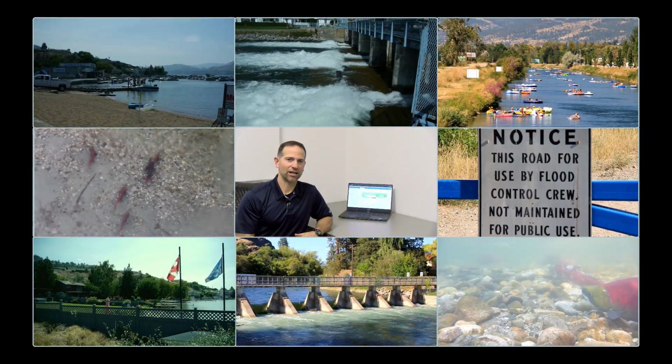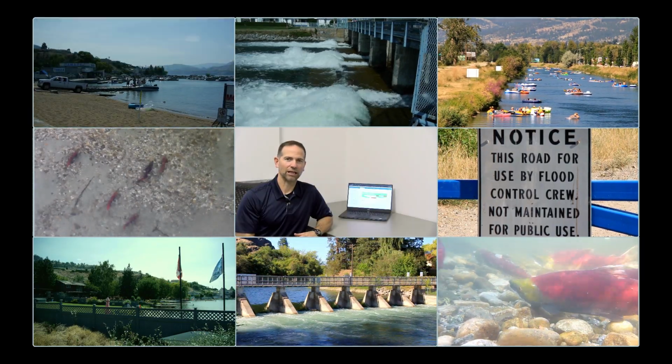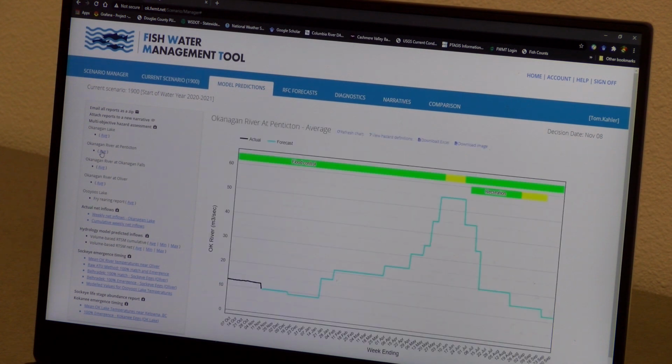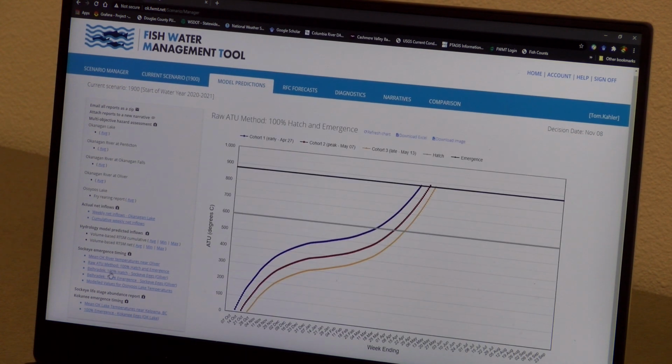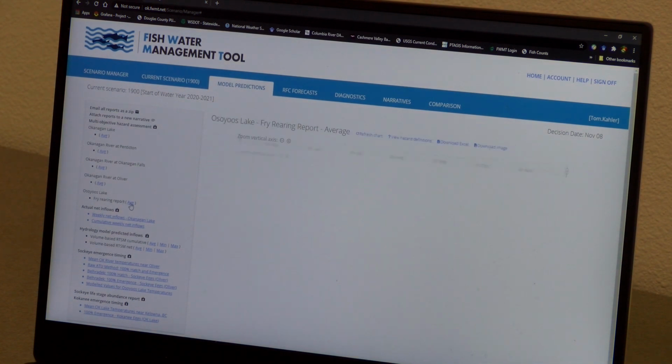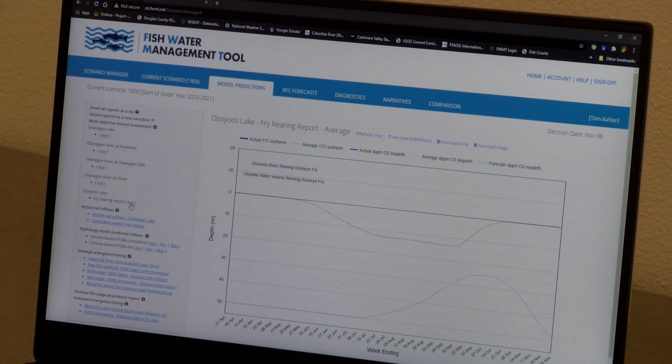In an attempt to address this problem, Douglas PUD collaborated with Canadian agencies and tribes to develop a water management decision support system. The Fish Water Management Tool is the support system that helps Canadian water managers determine optimal water levels for the often competing water needs, while keeping good water level and flows for sockeye salmon.